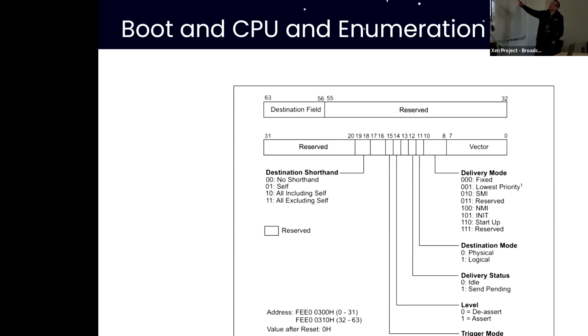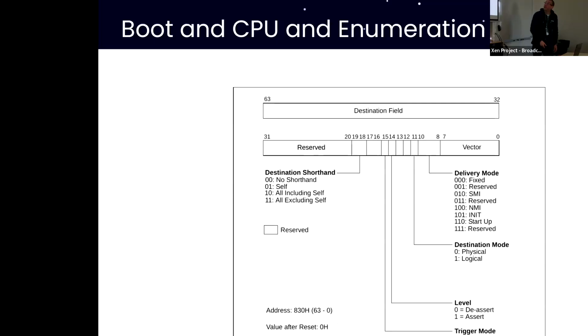Here this is the interrupt command register for the xAPIC. You see the destination field is only 8-bit. And then here in x2APIC mode, we have the full 32 bits.